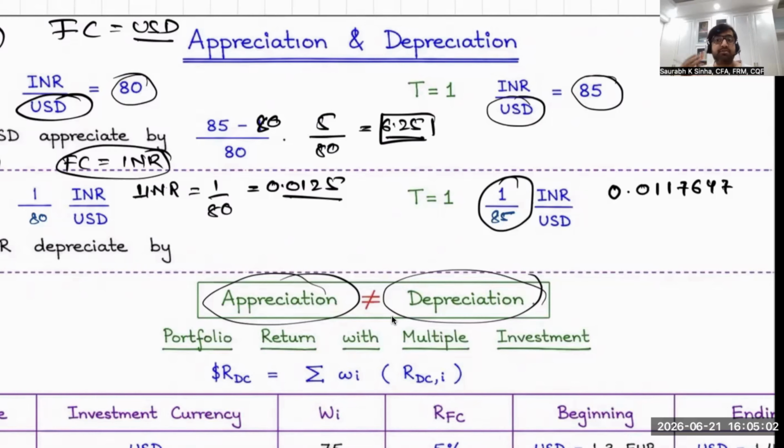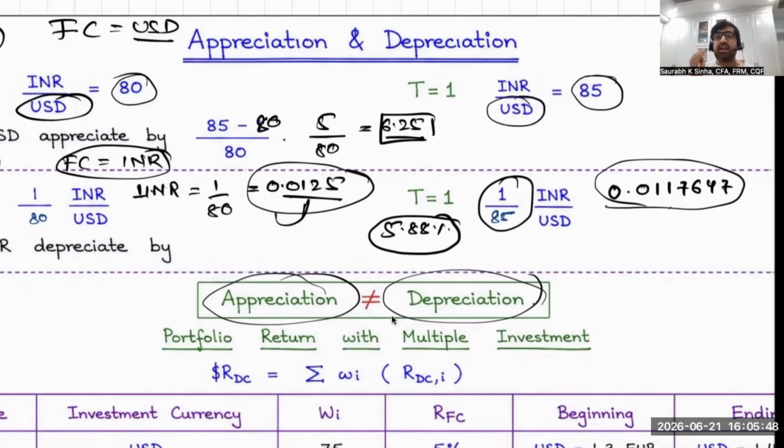And we have to find out whether the INR has depreciated or appreciated. We can see that it has depreciated, but what is the value? So this is the final value. So final value minus initial value, divided by the initial value. So let's do it: minus 0.0125, divided by 0.0125. And the value came to approximately 5.88%.